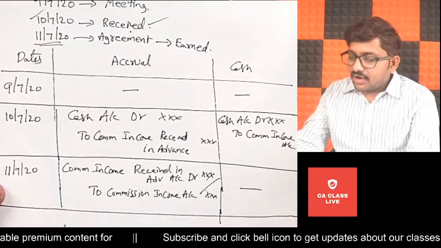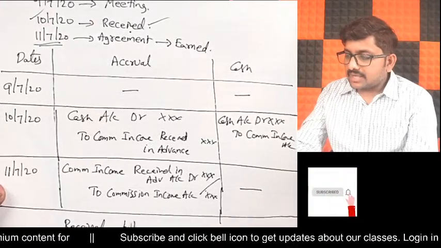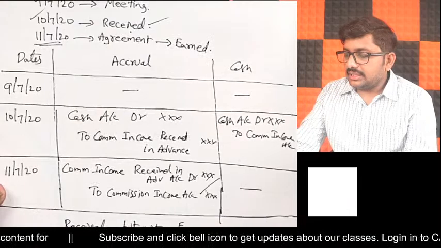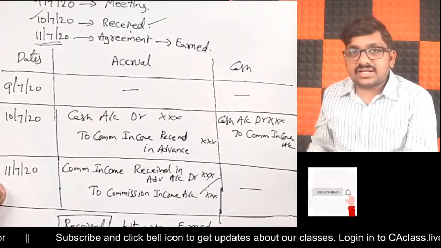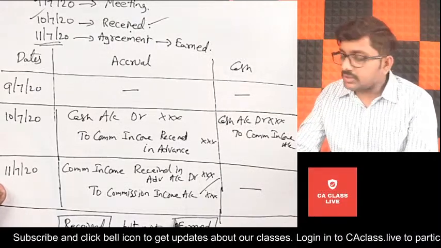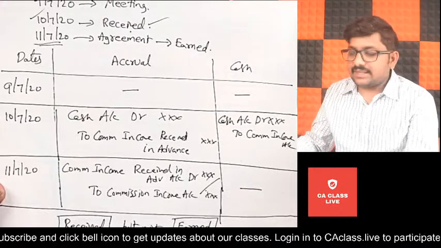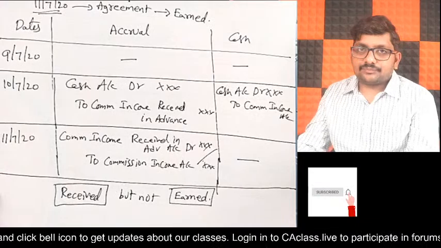This is the best example for what? Received but not earned. It means, did you receive it? Yes, sir, I received. But did you earn on the day that you have received? No, I earned later. That's why I call this example received but not earned. Got it, friends?